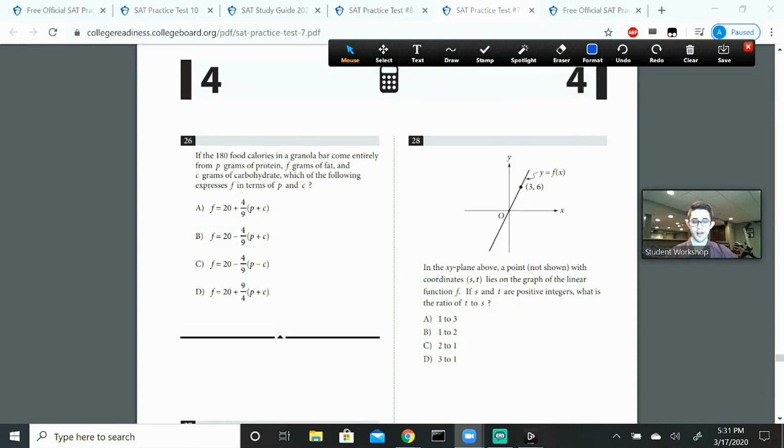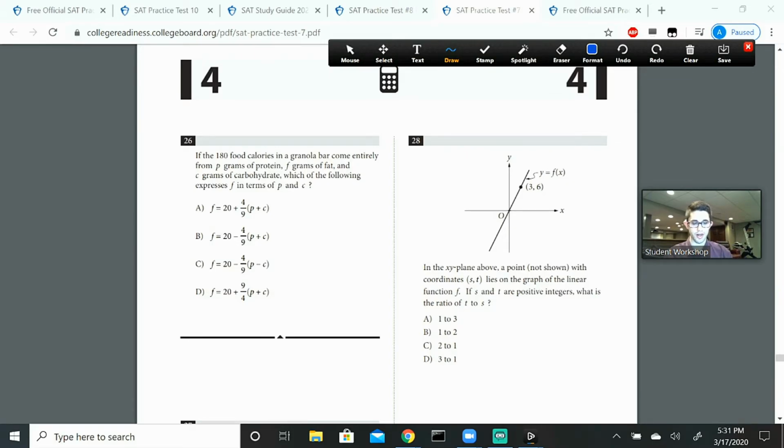If the 180 food calories in a granola bar come entirely from P grams of protein, F grams of fat, and C grams of carbohydrate, which of the following expresses F in terms of P and C? And we have 4 answers that look very similar with only slight differences. So the important thing here is setting up our equation and making sure we do all the algebra very strictly.